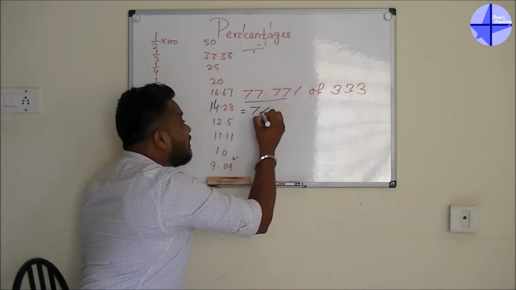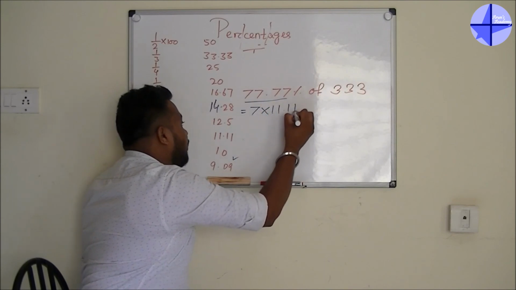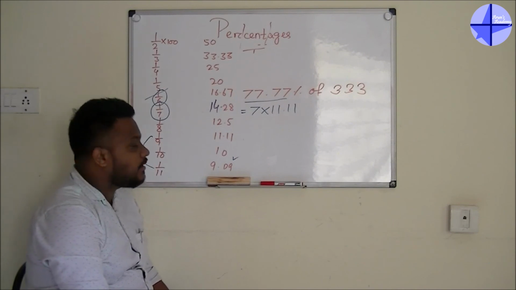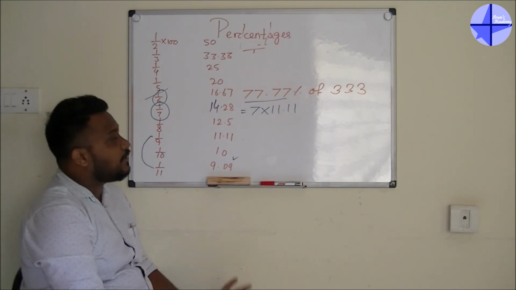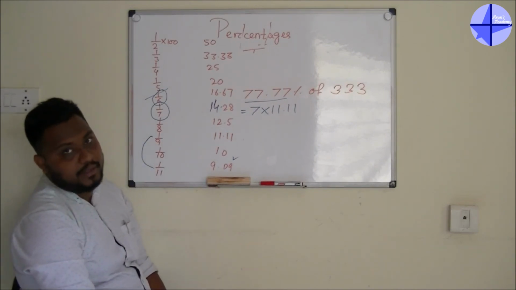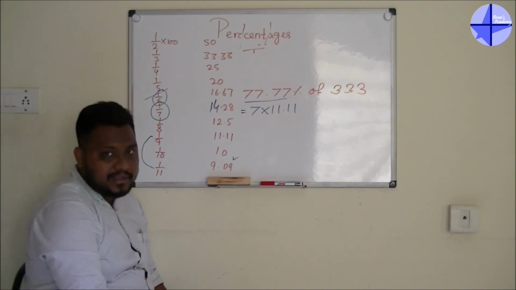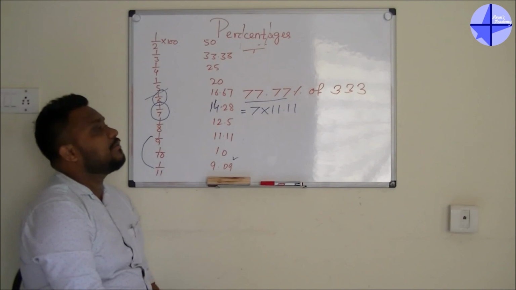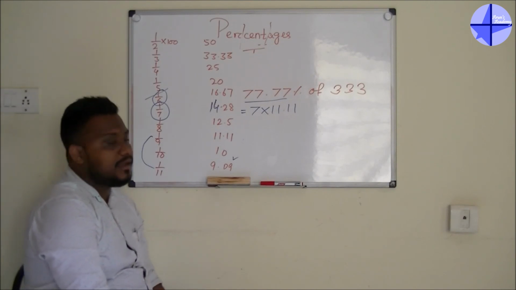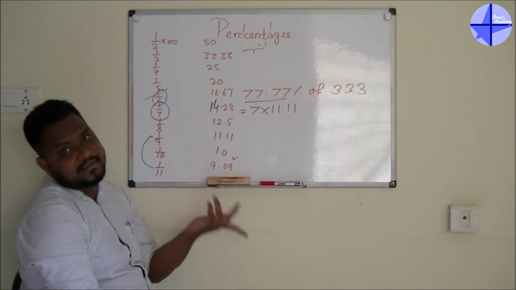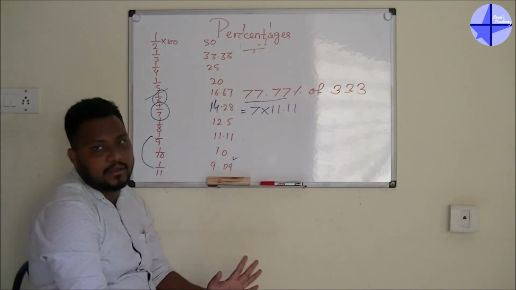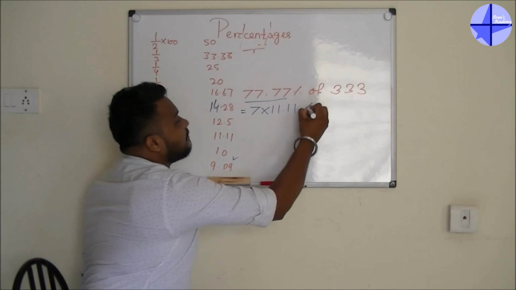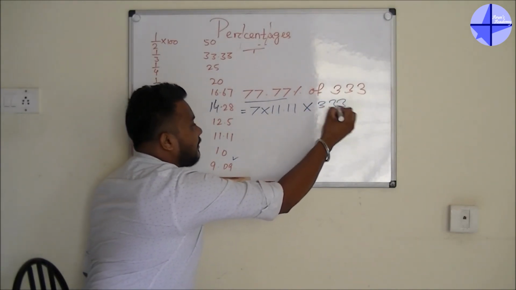So I can write 77.77 is equal to 7 into 11.11. Some people will ask, sir, how do we know we have to go for 11.11 only? Because whenever you get 77.77, 77 is a multiple of 7 and 11, and only one value is given, that is 11.11, so you take that. So it is 7 into 11.11 of 333, meaning into 333.